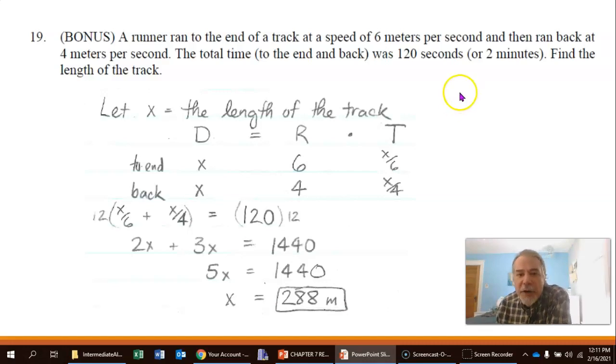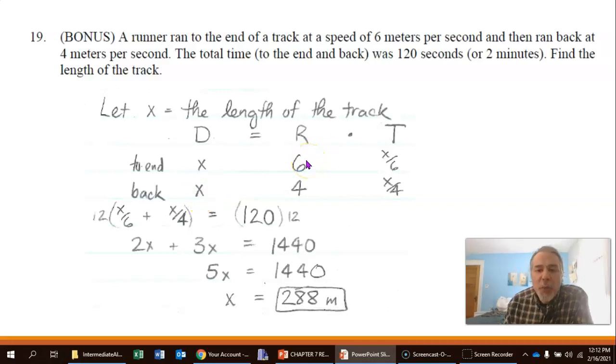Now here what I'm trying to find is the length of the track, and that would be the distance. If I start at the beginning and run to the end, I've gone however far that track is. That's my distance. So I used x to stand for that. The runner ran x meters to the end of the track, and then x meters back.